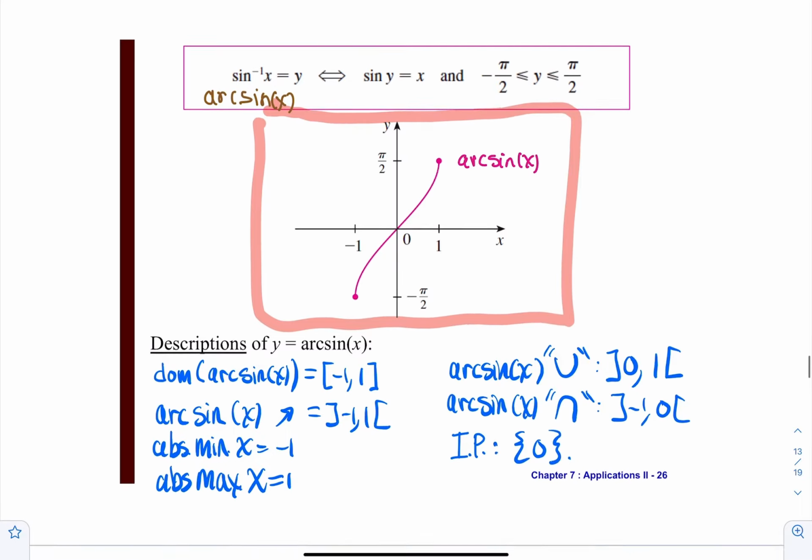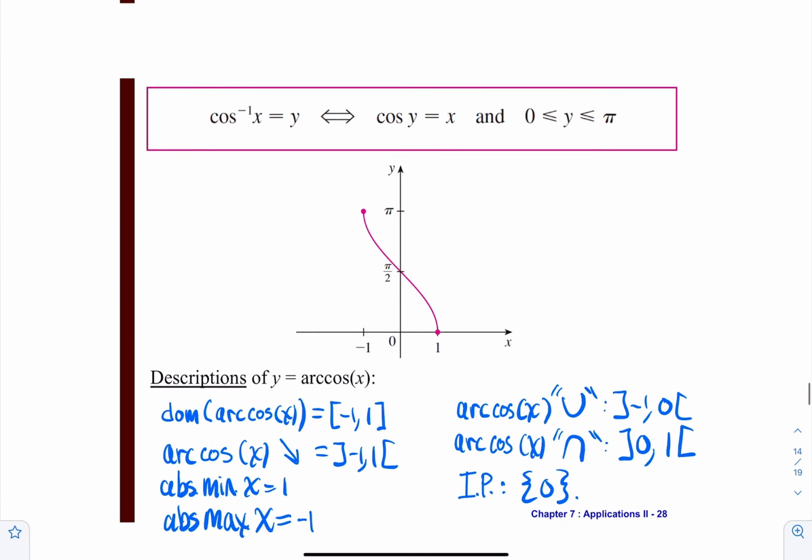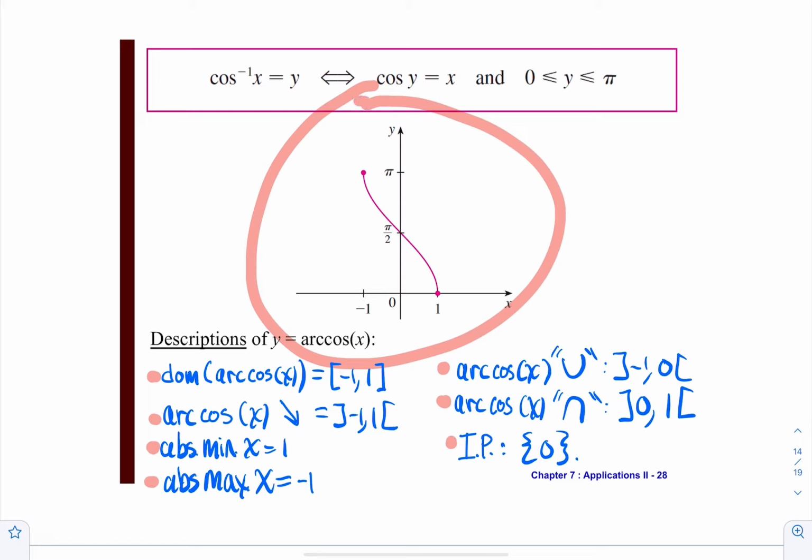And as an exercise, I'll let you work on what happens if you start with the cosine function. How would you construct the graph of arc cos in order to define arc cos? And once you have understood how to get the graph of arc cos, I will let you describe it on your own. So use the domain, where it is increasing, decreasing, concave up, concave down, absolute min, absolute max, etc. So take the time to describe as much as you can about that graph for arc cos.